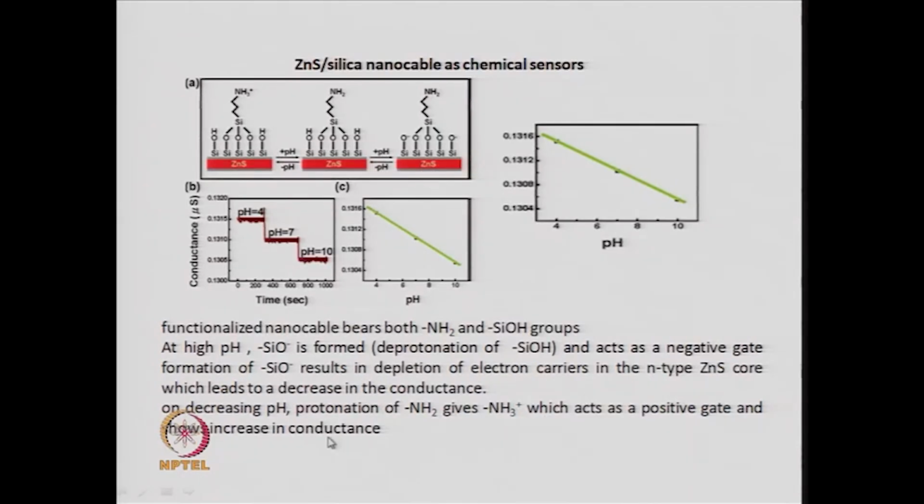You can make the system act like a gate. Here it is acting like a positive gate on decreasing pH and a negative gate on increasing pH. That means, when you increase pH, the conductance is decreasing, that means charge carriers are less, and when you decrease pH, there are more charge carriers, and so the conductance goes up.